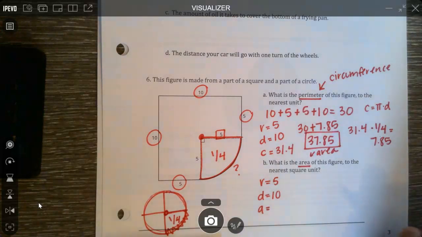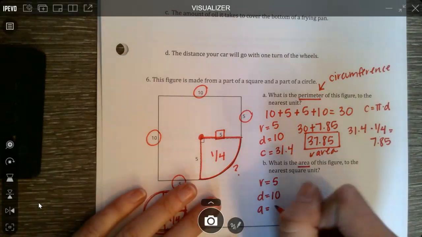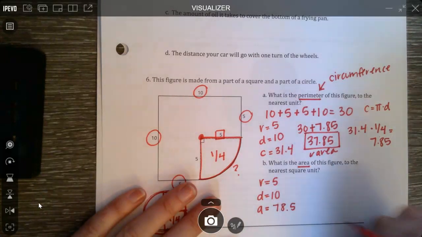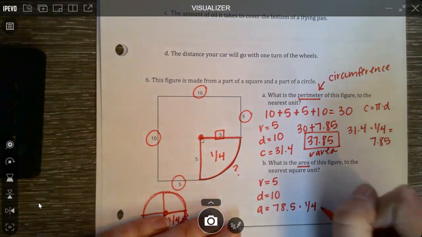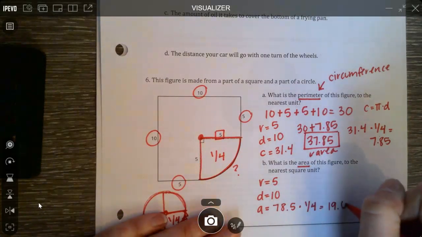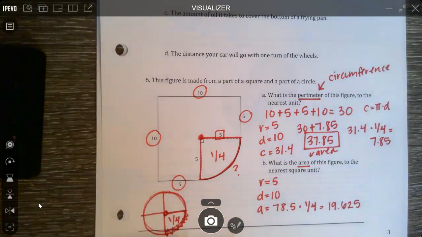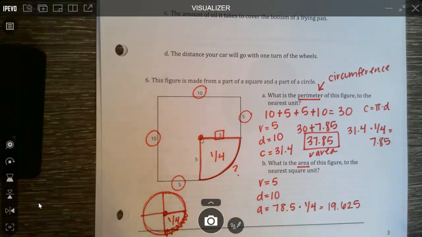Area, though, is going to be 5 squared times 3.14. So 5 squared is 25. 25 times 3.14, you should get 78.5. But again, I don't want the whole thing. I want to multiply it by 1/4. So I should get 19.625 in my calculator.